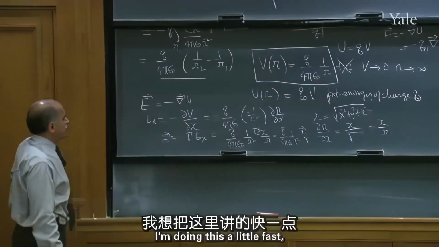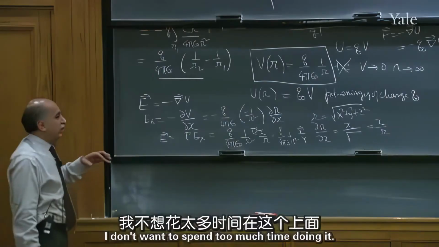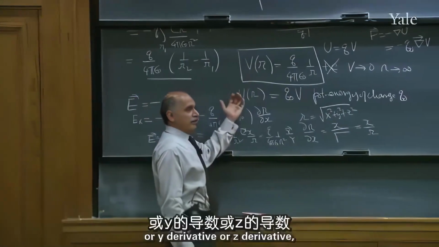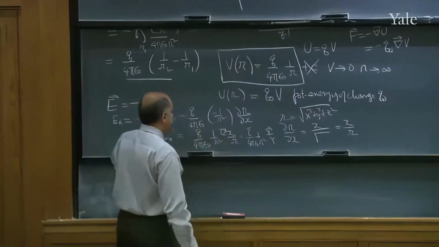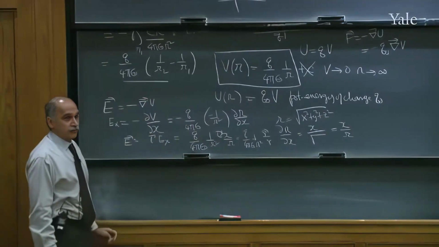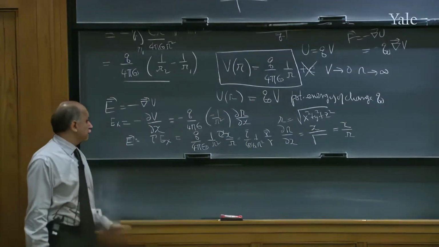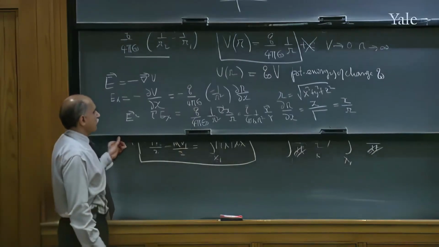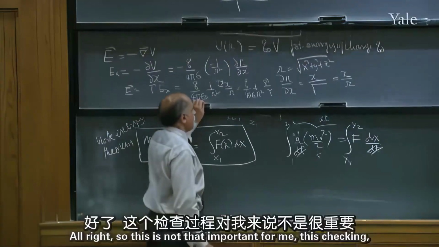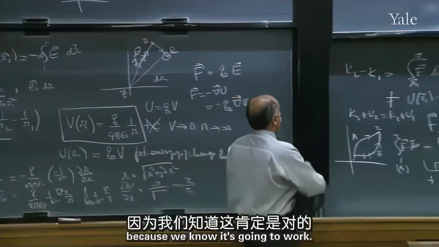I'm doing this a little fast because this is something you can go home and check, and I don't want to spend too much time on it. I claim that if you took this potential and took its x derivative or y derivative or z derivative, you get the x, y, or z components of the electric field. If you didn't follow this, you should go home and check that this is true. All right, this checking is not that important for me, because we know it's going to work.